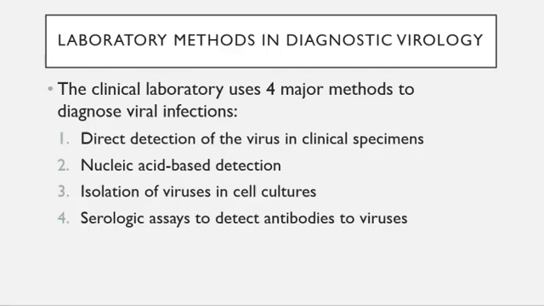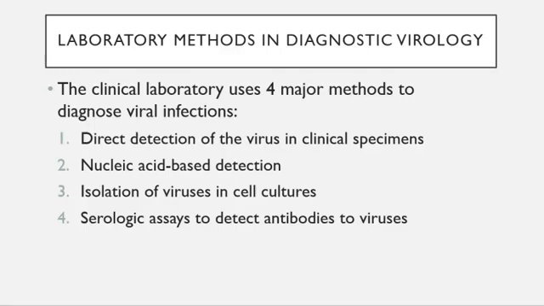Laboratory methods for diagnostic virology. The clinical lab usually uses 4 major methods to diagnose viral infections. The first is direct detection of the virus in clinical specimens. Then there's nucleic acid-based detection, so you're going to be testing for the RNA or DNA. Then number 3 is isolation of viruses in cell cultures.